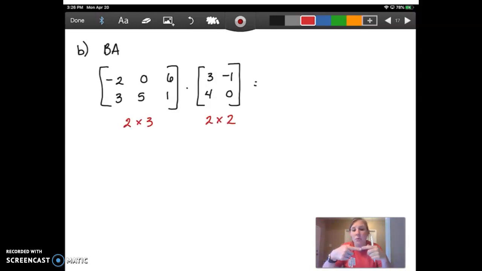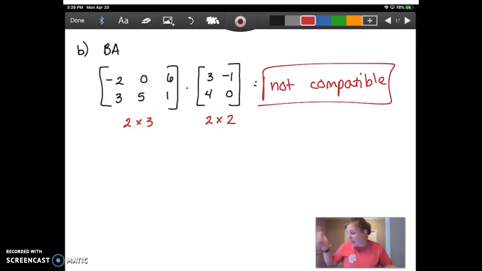And then your inside dimensions are not going to match here. So that means that this whole problem is not compatible. That is going to be your final answer for this. There's nothing else that you would do, and that finishes the problem out. Thanks.